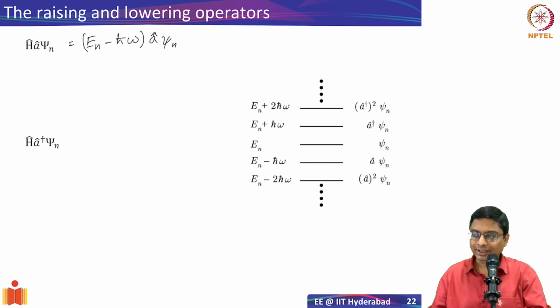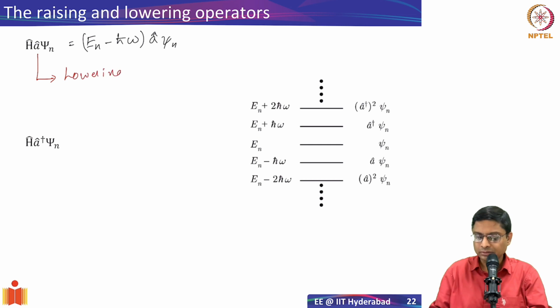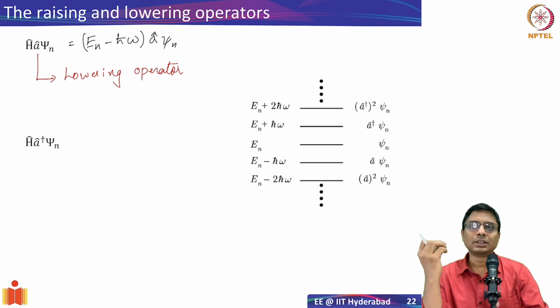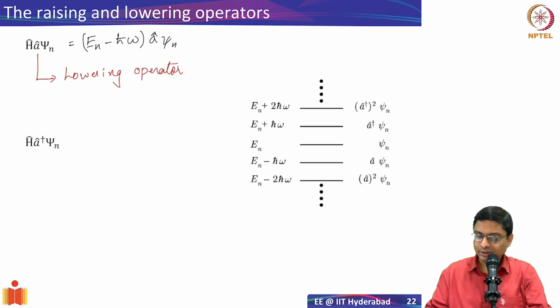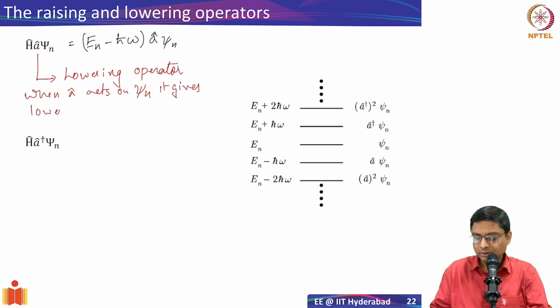That is why I will call my A operator, A hat, the lowering operator. Because when it acts on the wave function of a particular n, it gives you a lower eigenvalue, and that I'll call En minus h cross omega.